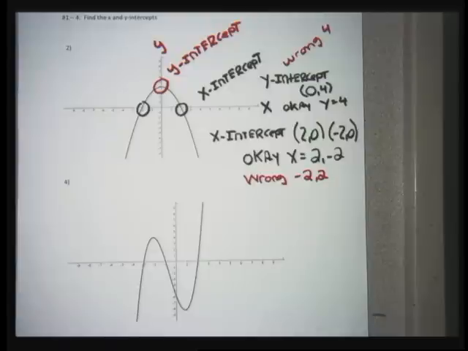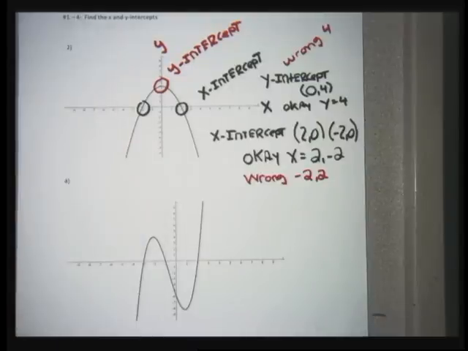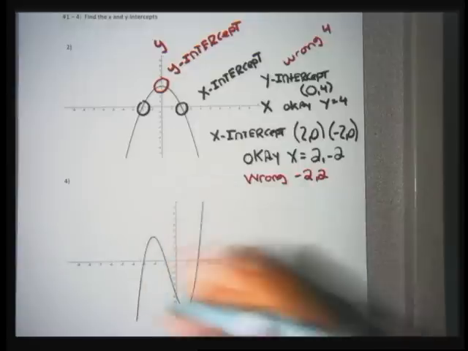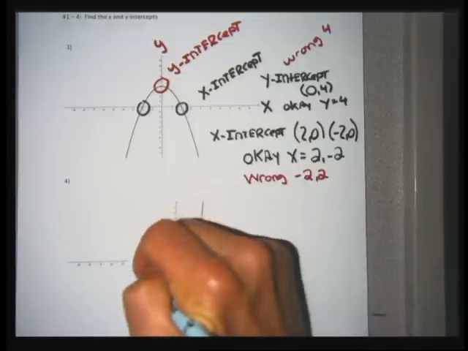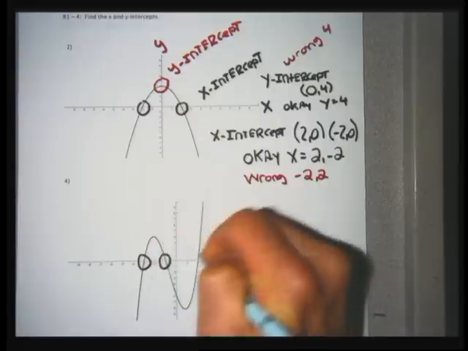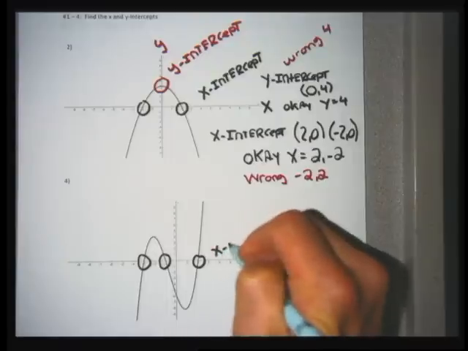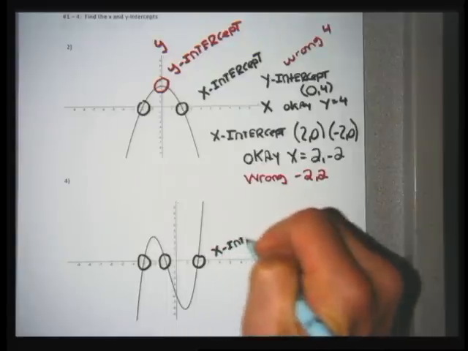It's in the same grouping of problems, so instructions say find the x and the y-intercepts, and I'm going to do the same thing. I'm going to look at the x-axis, and any place where the graph has a point on the x-axis, those are going to be x-intercepts. So it has 3 x-intercepts.